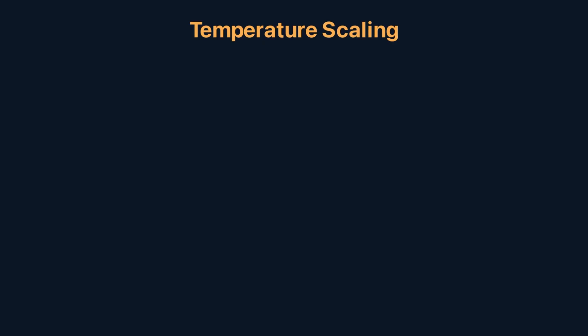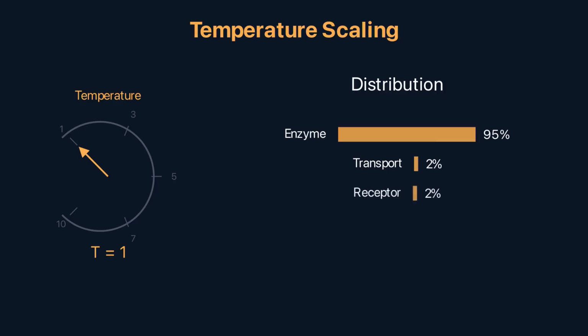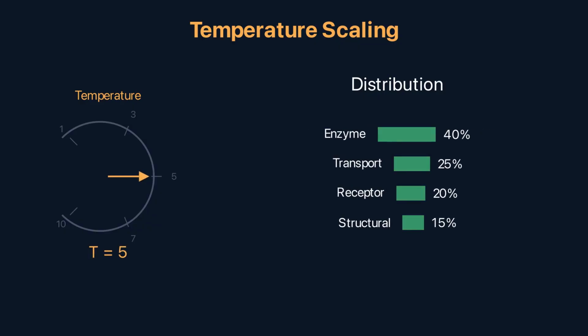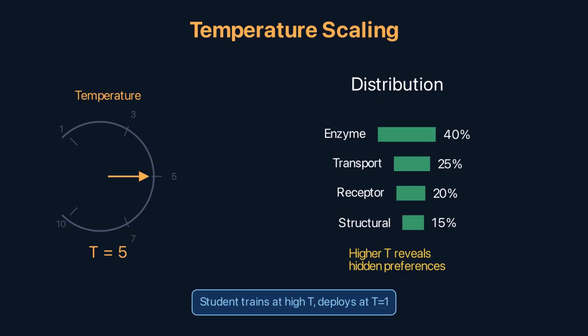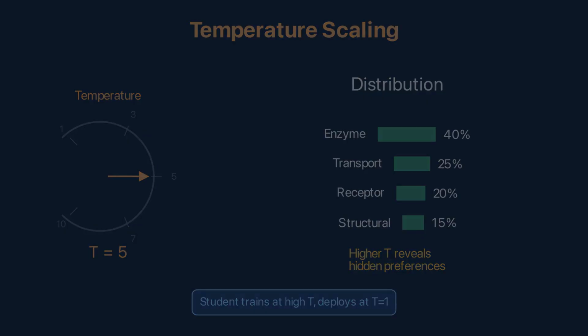At temperature 1, the master is sharply confident, 95% enzyme. Raise temperature to 5, 40% enzyme, 25% transport, 20% receptor. The interclass similarities become visible. Temperature amplifies the master's subtle judgments. The student trains on softened distributions, deploys at temperature 1.